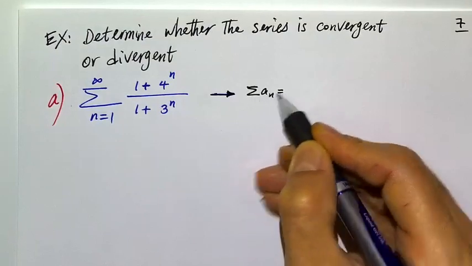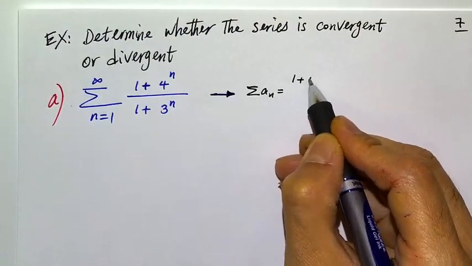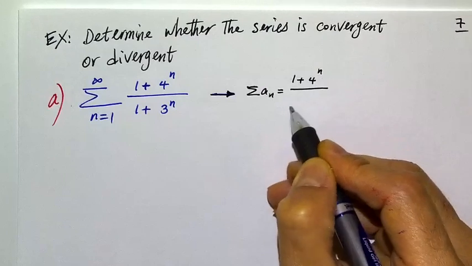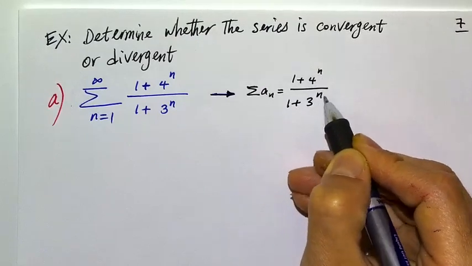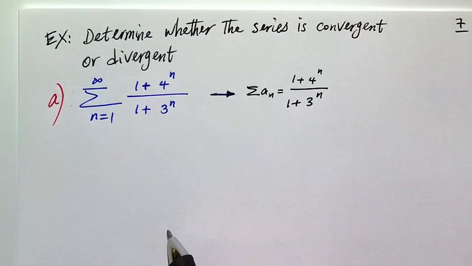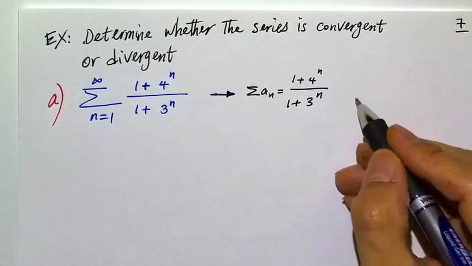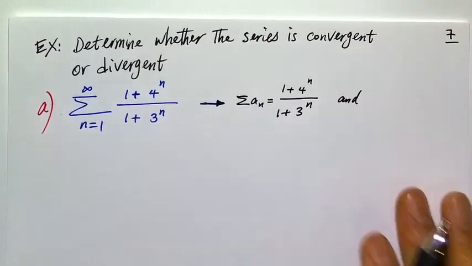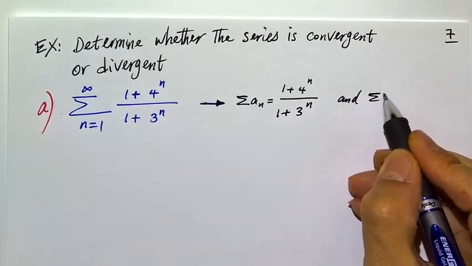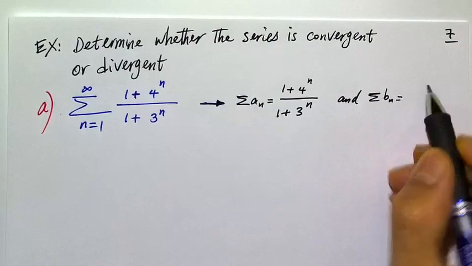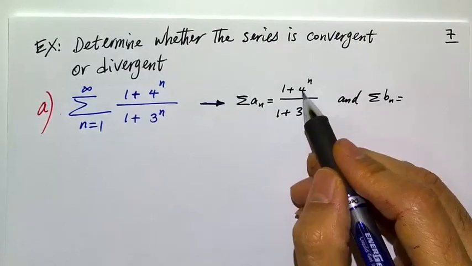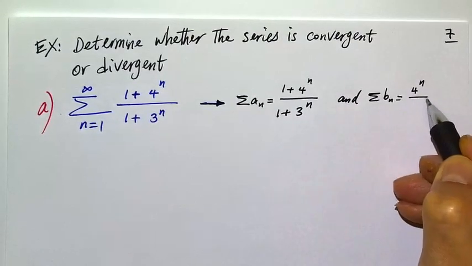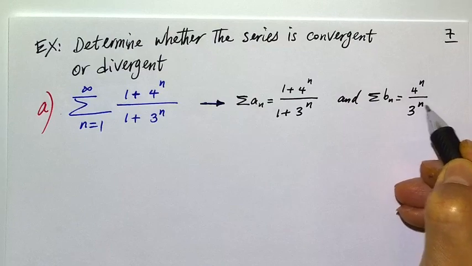So series a sub n is 1 plus 4 to the n power divided by 1 plus 3 to the n power. And then let's pick the series that we have to be familiar with, series b sub n. I'm just going to borrow numbers from here: 4 to the n divided by 3 to the n power.